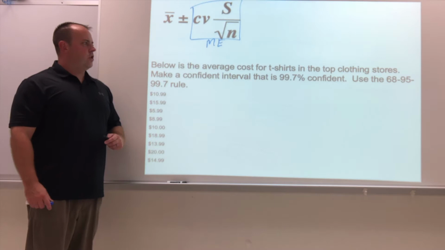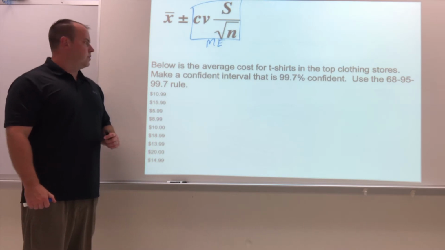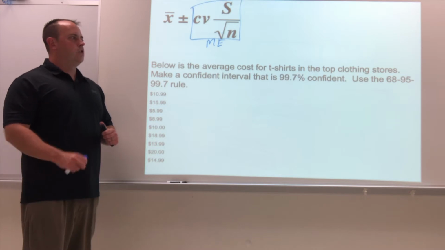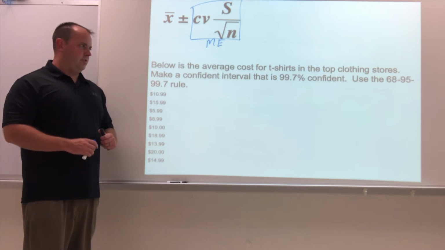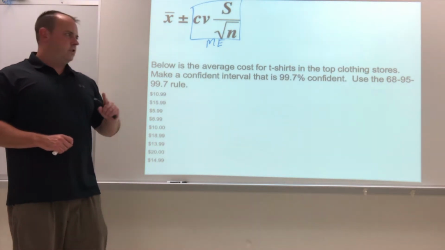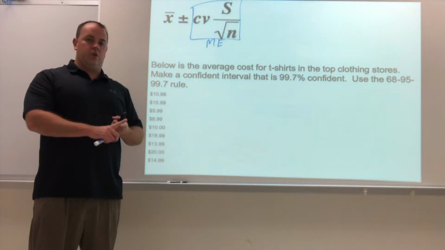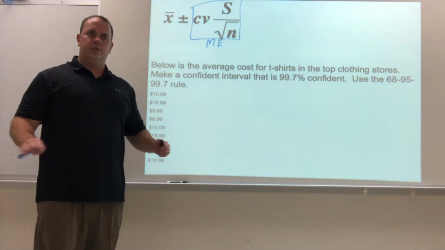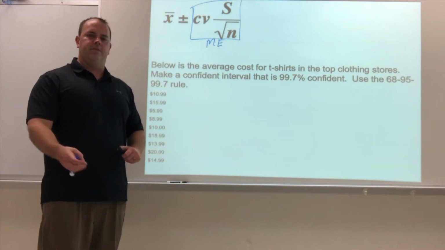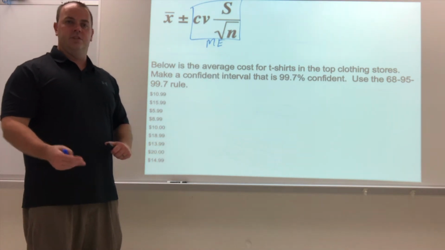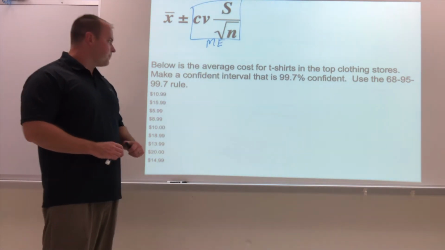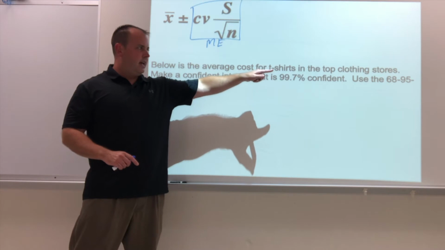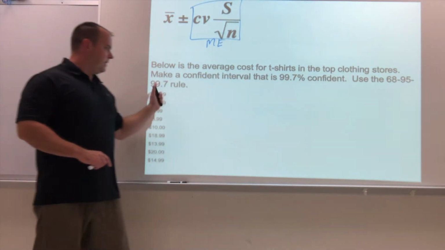Below is the average cost of t-shirts in the top clothing stores. Make a confidence interval that is 99.7% confident. Use the 68, 95, 99.7 rule. First, I want to tell you the conditions are all satisfied. Just like before, we're going to assume all conditions are satisfied, so we can go ahead and find our confidence interval, and we're going to assume this is a valid confidence interval. We are at 99.7% confident, and it says to use the 68, 95, 99.7 rule.